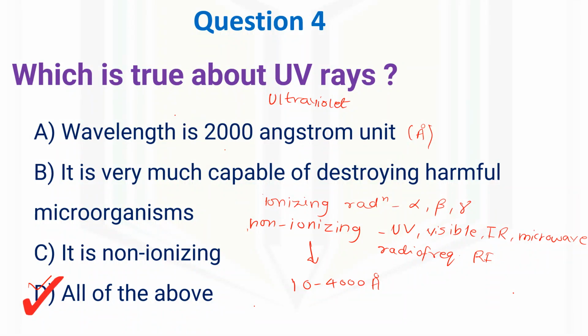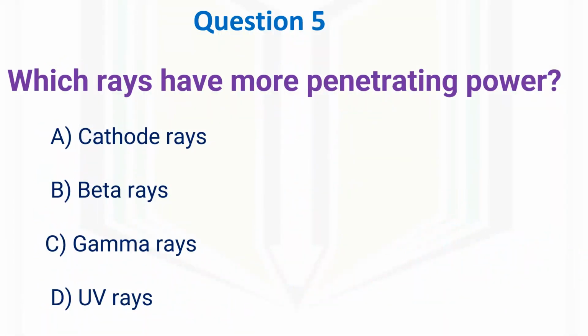So here both options are right, that is the wavelength is 2000 Armstrong unit, and it is also non-ionizing. Also UV benefits in food as it kills the bacteria without heat or harsh chemicals. Thus it is also capable of destroying harmful microorganisms. So in this case all the three options are correct. That's why the correct option is all of the above. Question number 5, which rays have more penetrating power? Options are cathode rays, beta rays, gamma rays, and the UV rays. And the correct option is option number C, the gamma rays.